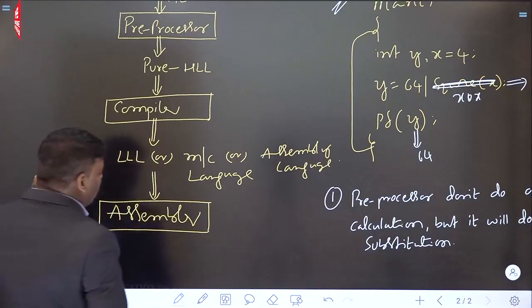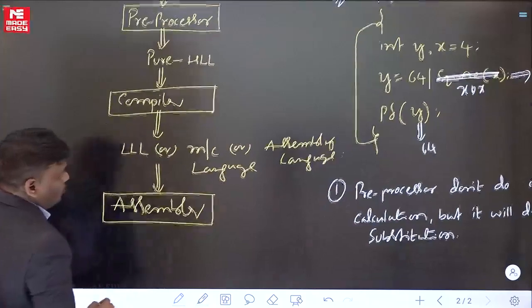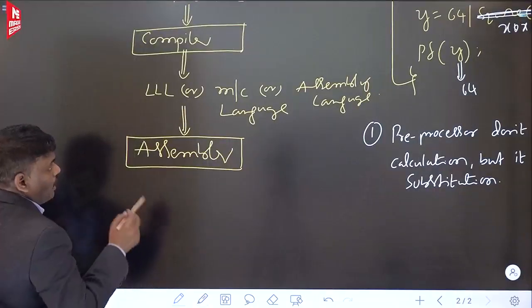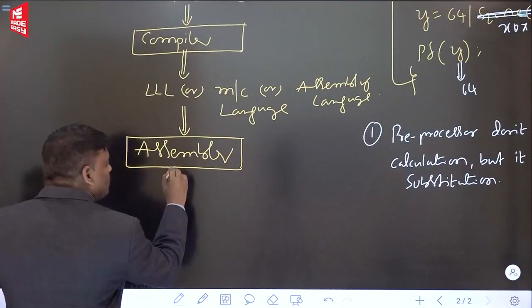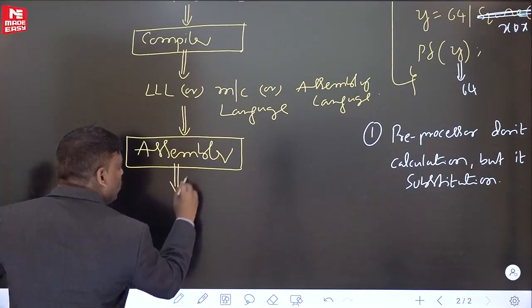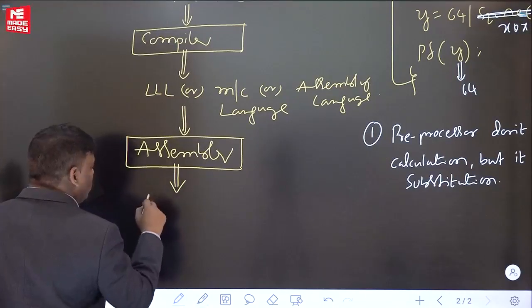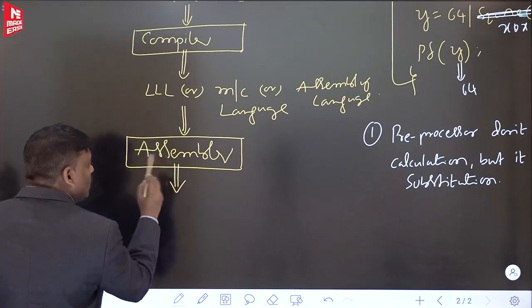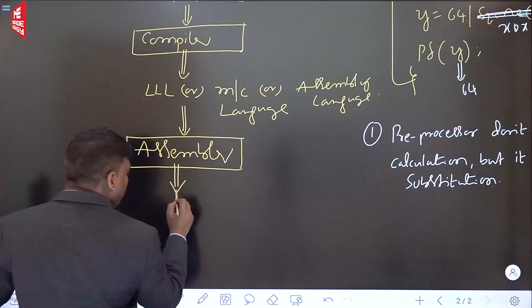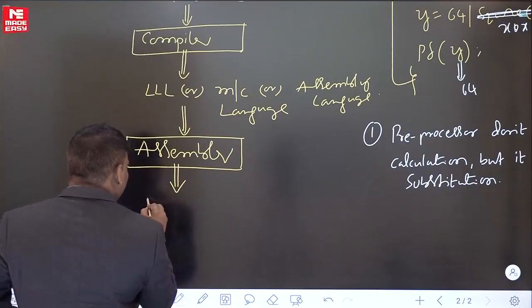So the assembler is the next one. The assembler's input is going to be assembly language. Some people are asking me, what is the output of the assembler? Let me write it now. The output of the assembler is going to be, let me write here, output.